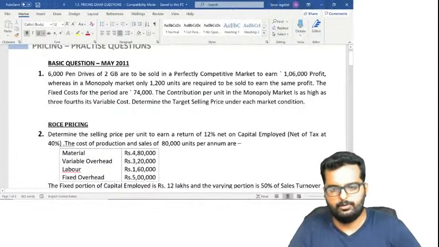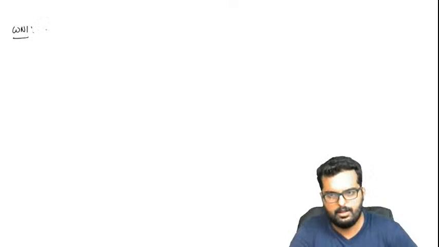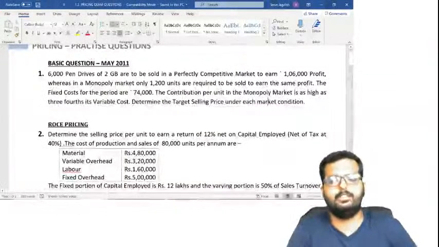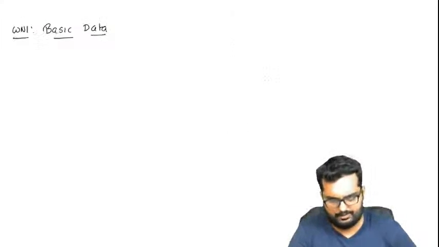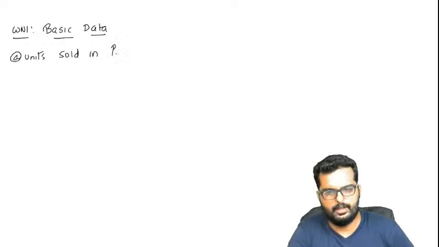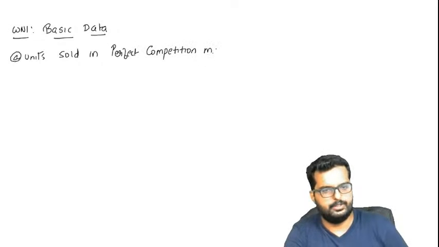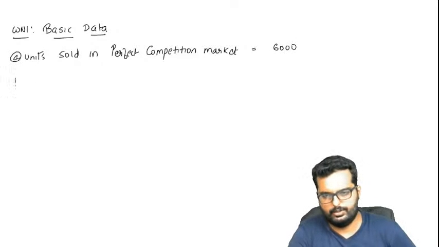Alright friends, shall we do it together now? Let's try solving this problem together. As I told you, we will go with working note number 1, basic data. Down here it says 6000 pen drives of 2 GB are to be sold in a perfectly competitive market to earn a profit of 1,06,000. So point A, units sold in perfect competition market. How many units are being sold over here? Is it 6,000 units?